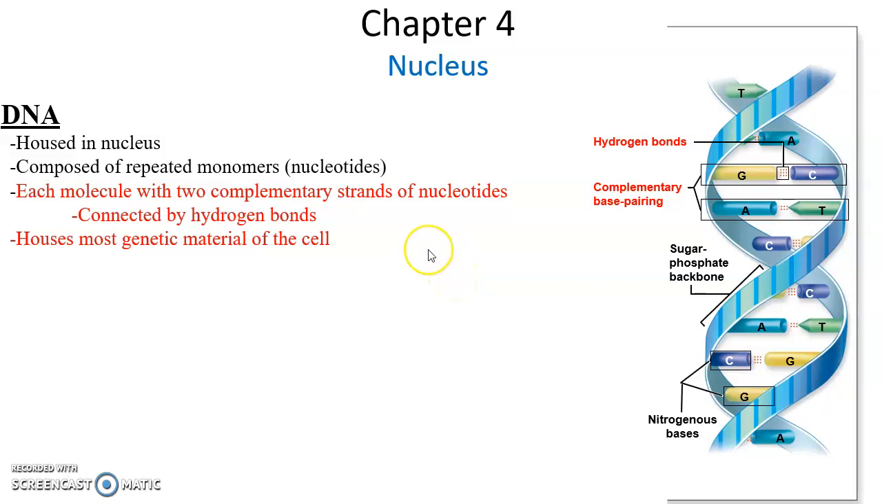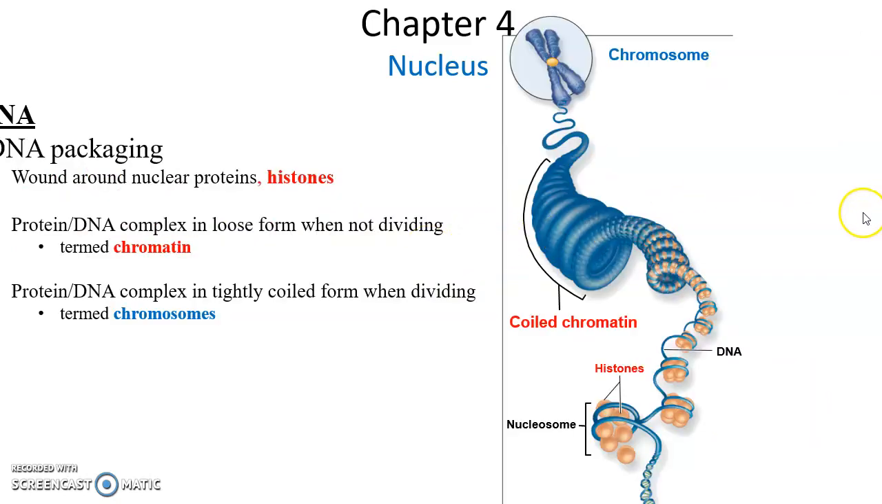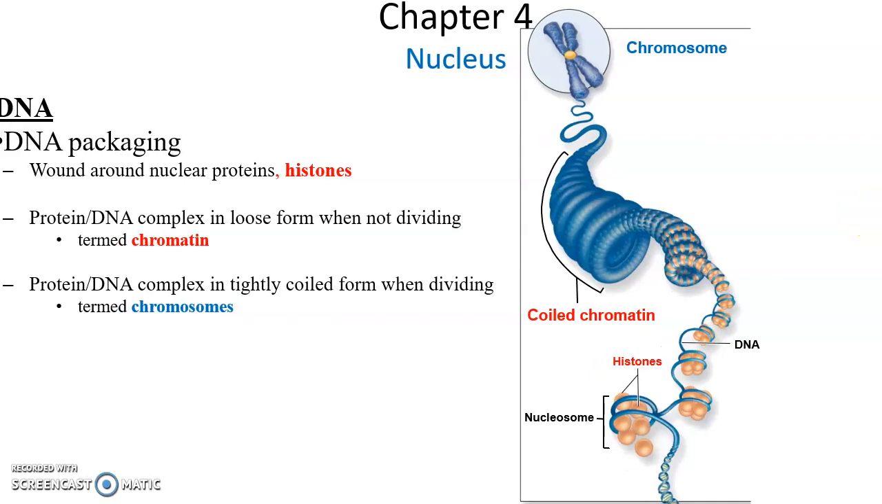DNA holds our genetic material, which is in the form of genes. DNA doesn't hang around loosely. It is actually packaged with proteins. This is important because if the DNA wasn't packaged, it would act like a big bunch of thread and get all knotted up and unusable. So the DNA is packaged around proteins. These are called histones. So DNA wraps around the histones, forming nucleosomes.